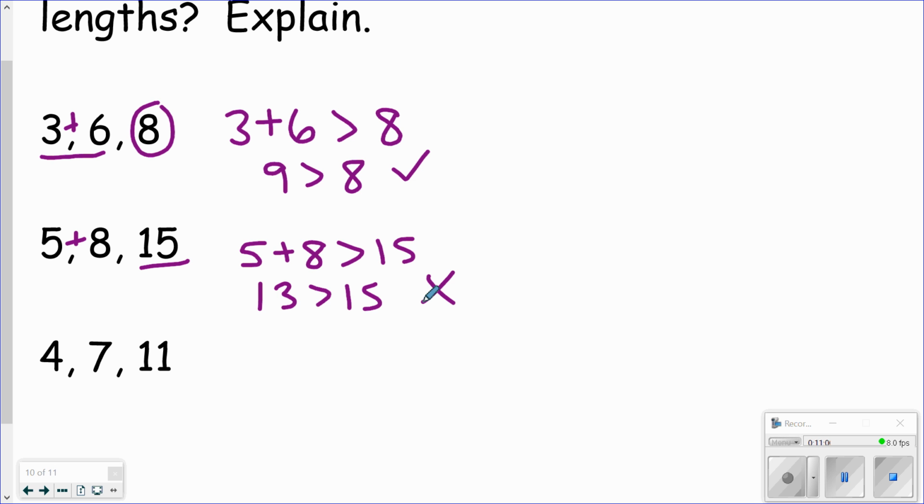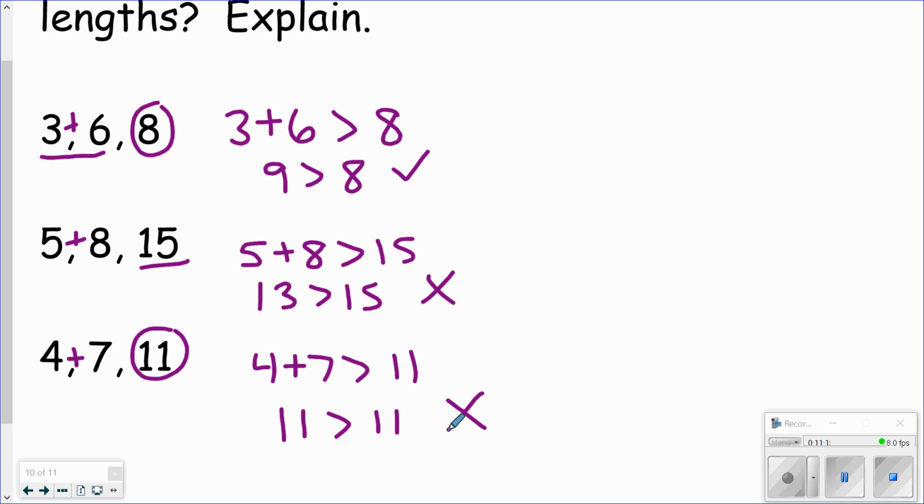Let's look at our third example. What is our longest side? Well, it's 11, so I need to add these up. So is 4 plus 7 greater than 11? Well, 4 plus 7 is 11. Is 11 greater than 11? No, this would not create a triangle. Those two sides would collapse and create a line.